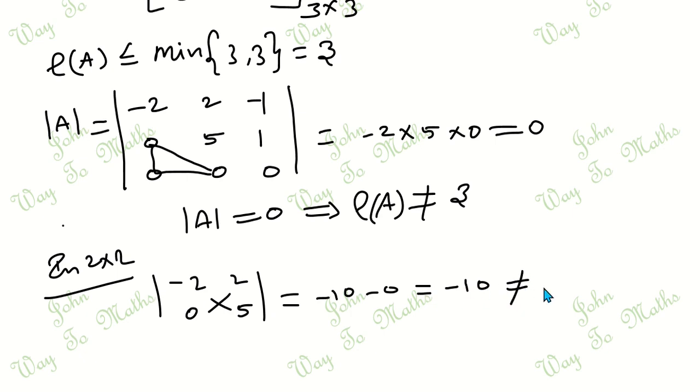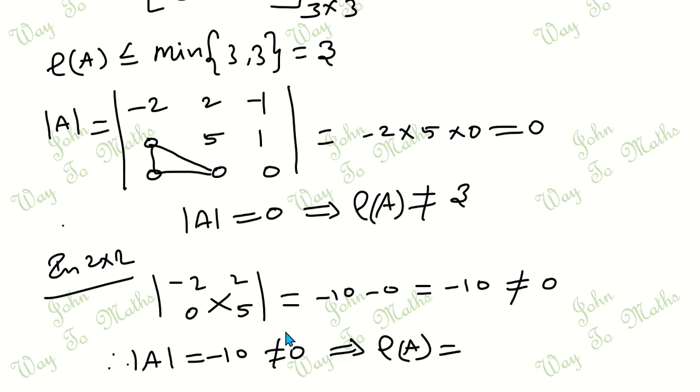Here the determinant value does not equal 0. Therefore the determinant of the minor is equal to -10, which does not equal 0. So therefore the rank of A matrix becomes 2, because we found a nonzero value in the 2 by 2 matrix. So the rank becomes 2. Then I'm going to choose the third subdivision.